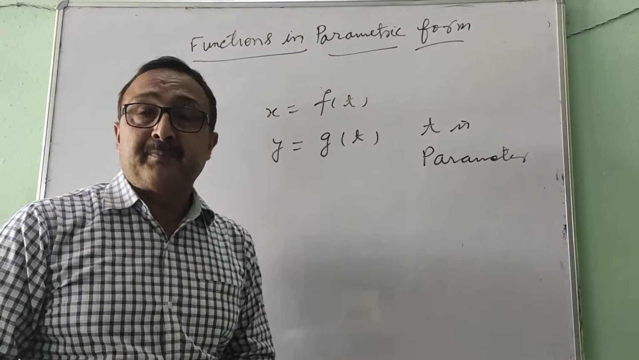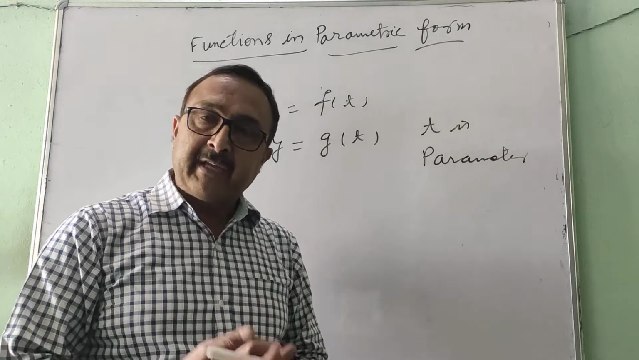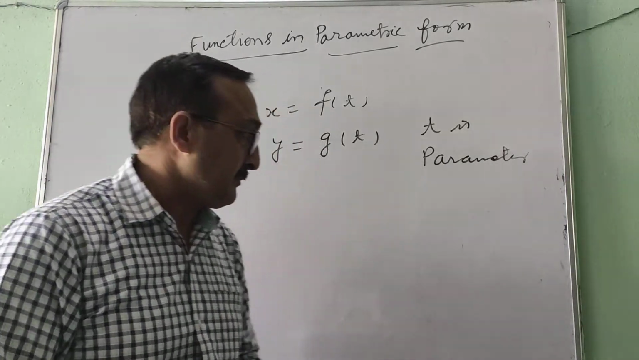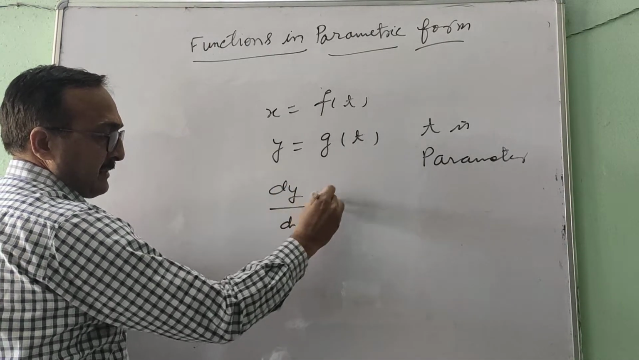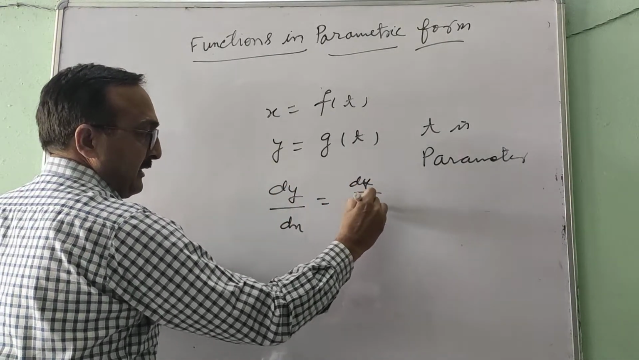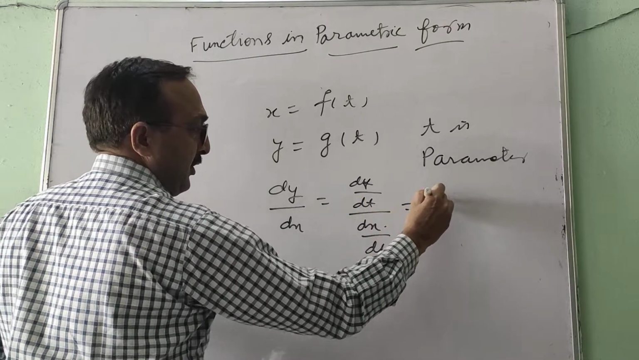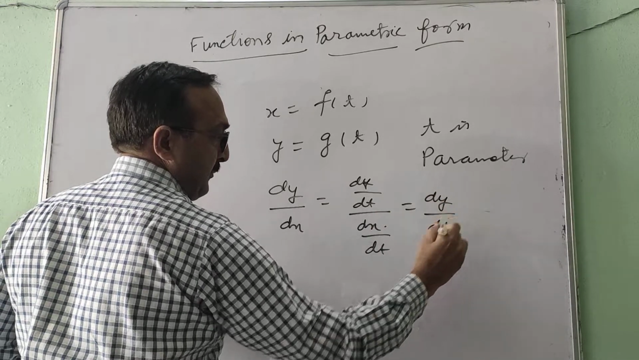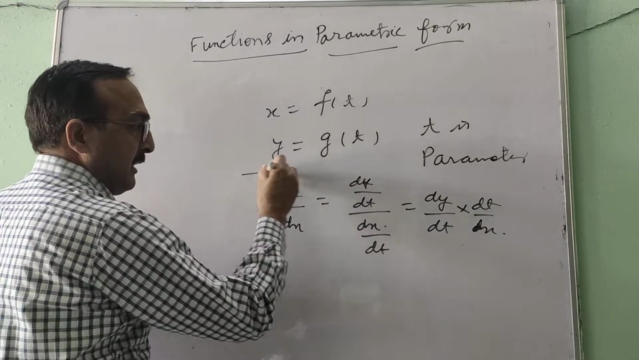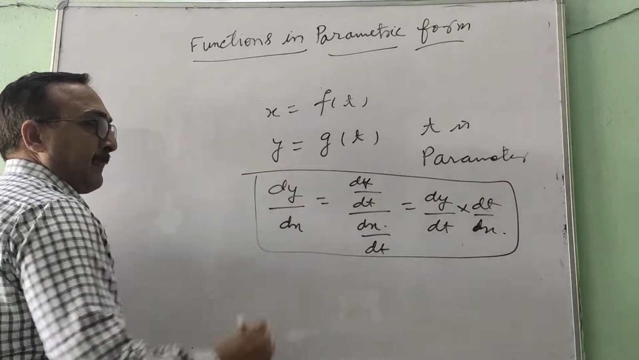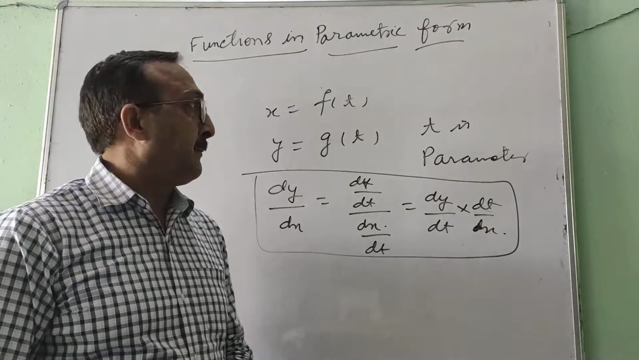I hope you have revised the chain rule. We have explained it to you previously, and you already know what the chain rule is. dy upon dx equals dy upon dt upon dx upon dt, or you have written already dy upon dt into dt upon dx. Now we will use the chain rule in this topic, parametric function.